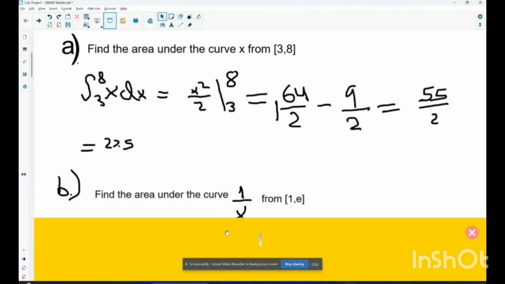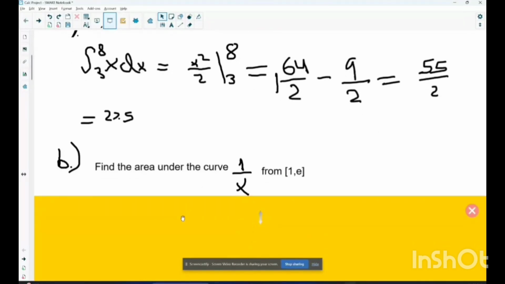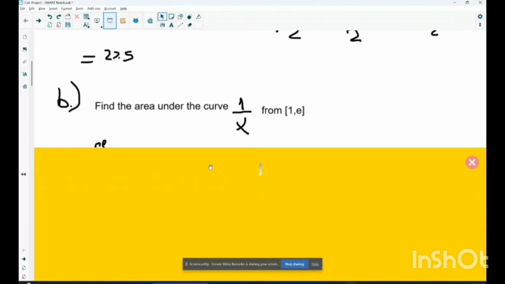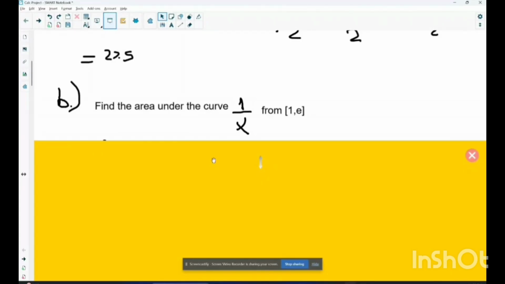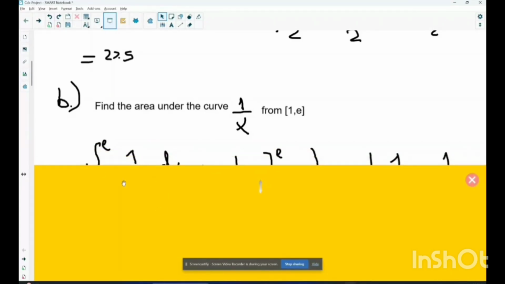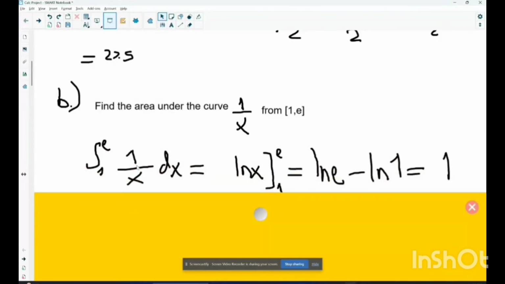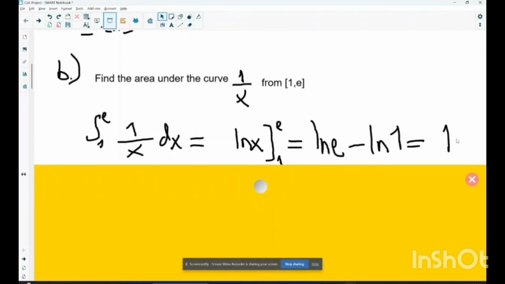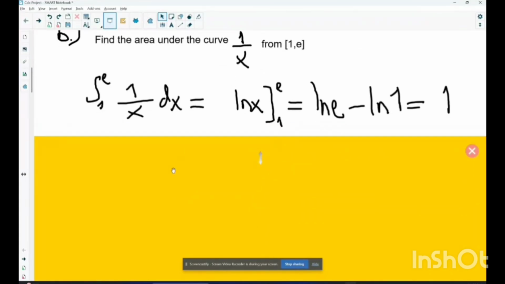This is the second part of the warm-up. Another basic integral, 1 over x. We're going to be finding the area under the curve from 1 to e. Pause if you need some time. 3, 2, 1. So you just take the antiderivative, which is ln x. So you plug in ln e minus ln 1. And you'll get 1, since ln 1 is 0 and ln e equals 1.